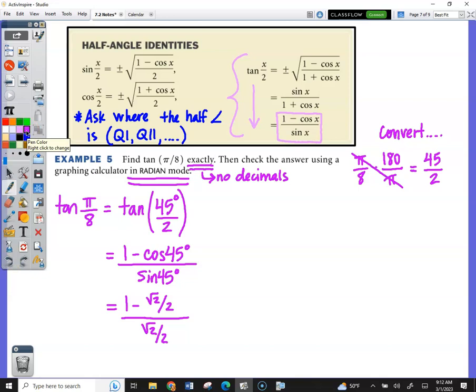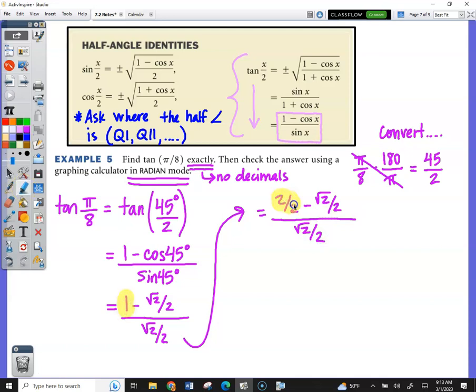So I'm going to rewrite, and I'm running out of room. I'm going to come up here, right here. So I'm going to write 2 over 2 minus root 2 over 2 over root 2 over 2. So all I've done here is change the 1 to that. Okay? Now, in that top, I can write that as just one fraction. And read it carefully. So across the top, we've got 2 minus root 2, and it can be written over 2.